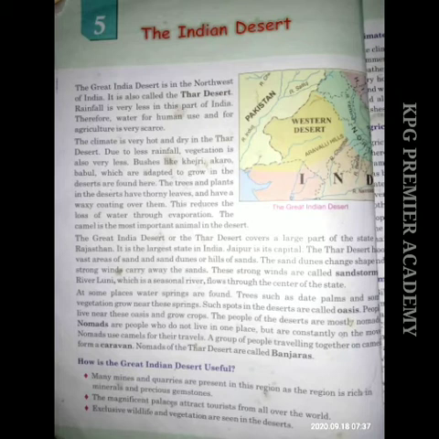The first line. The Great Indian Desert is in the northwest of India. Where is the Great Indian Desert? It is on the northwest of India. If you look at the map of India, it is on the left hand side. Okay, it is also called the Thar Desert. So what is the desert of India called? It is called the Thar Desert. Remember this, the Thar Desert.